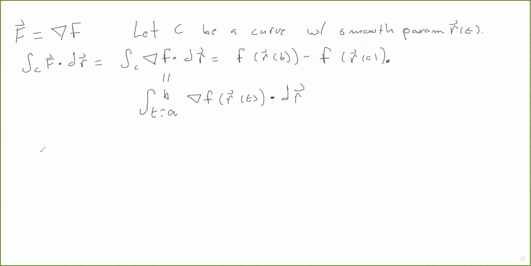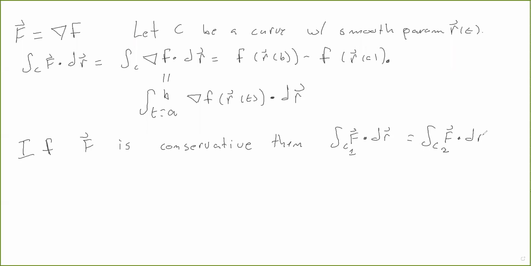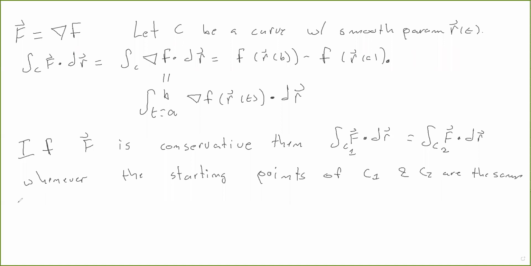Now one of the things that it tells us is the following. If F is a vector field, and F is conservative, in other words, F is equal to the gradient of some function, so it's in this situation here, then the line integral of F over the curve C1 is equal to the line integral of F over the curve C2 whenever the starting points of C1 and C2 are the same, and so are the ending points.